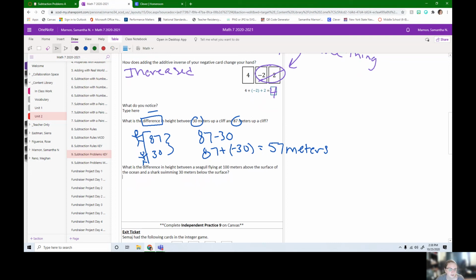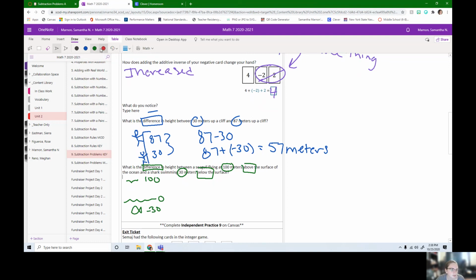Okay, so I'm going to use my cube strategy. I'm going to box the math action word difference. We have 100 meters above, and a shark at 30 meters below. Let's draw a picture. Here's my seagull, he's flying. Here's the surface of the ocean. Let's draw a quick little fish for my shark. The seagull's at 100 meters above. The shark is at 30 meters below. If sea level is 0, that really means this is -30.